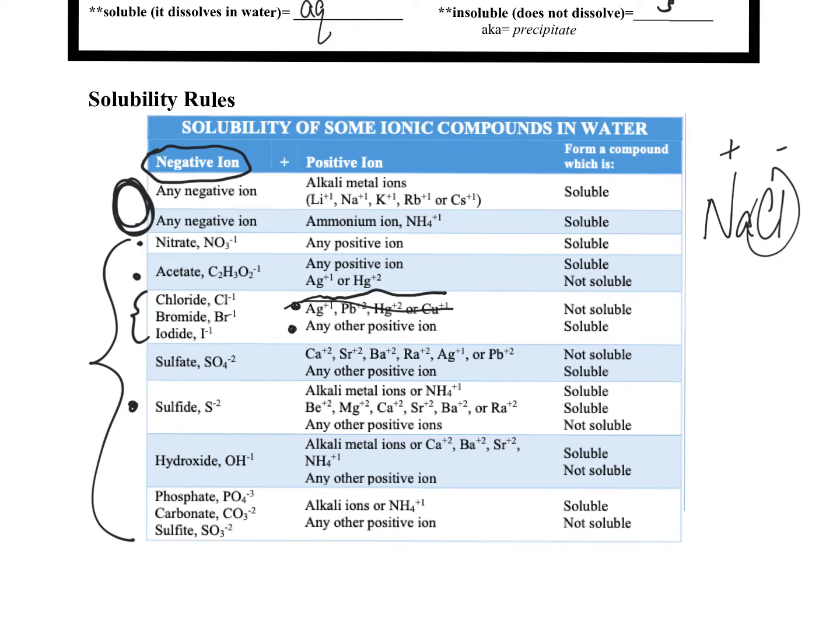Any other positive ion? Well, Na is definitely part of the other category in this particular case, so we would look at any other positive ion, which is going to be soluble according to the rules. So you can draw an imaginary line if you want, from any other positive ion to soluble. Just like that.